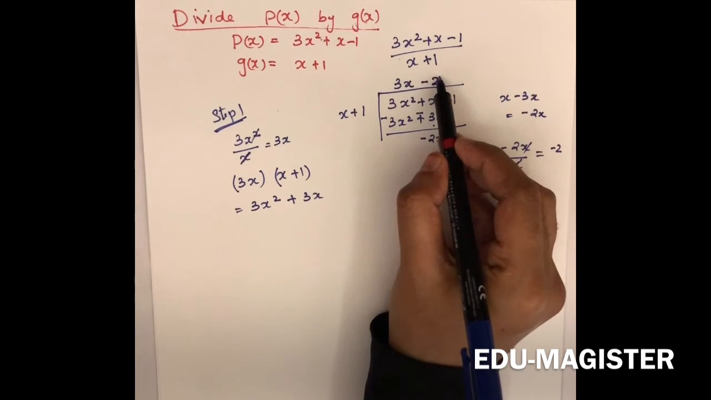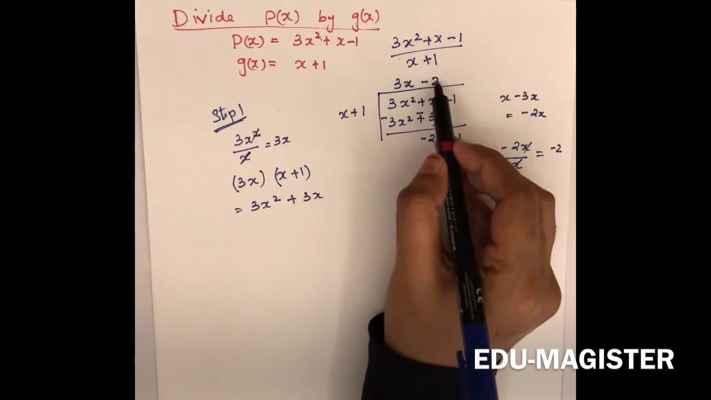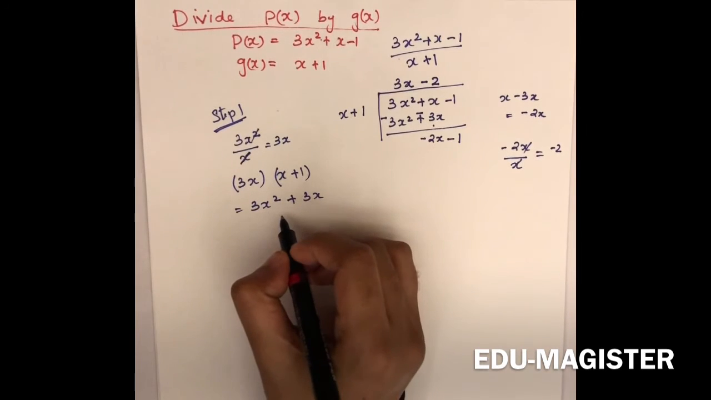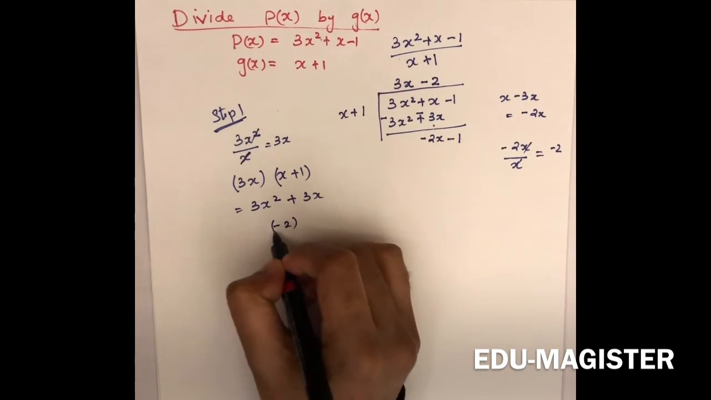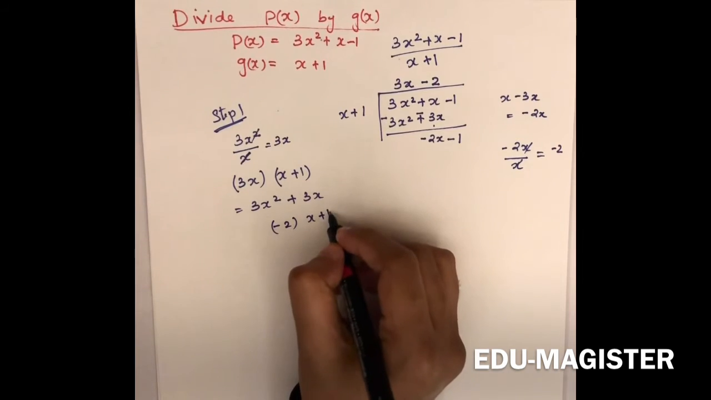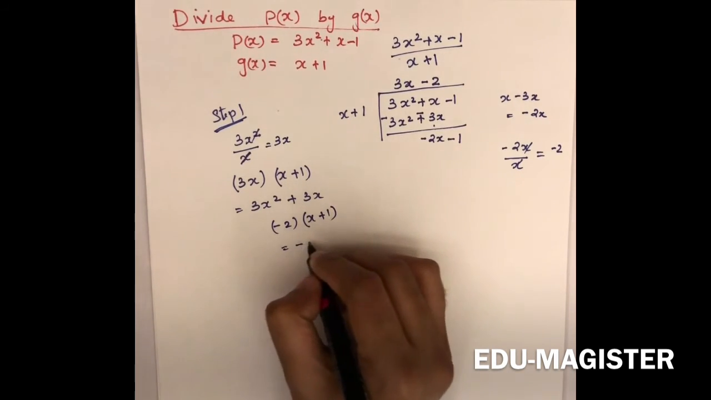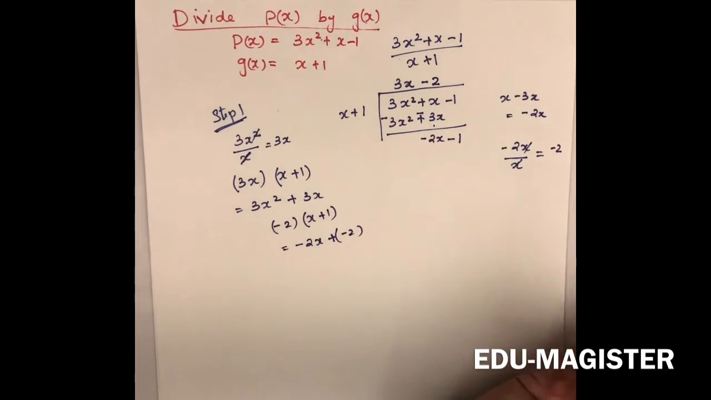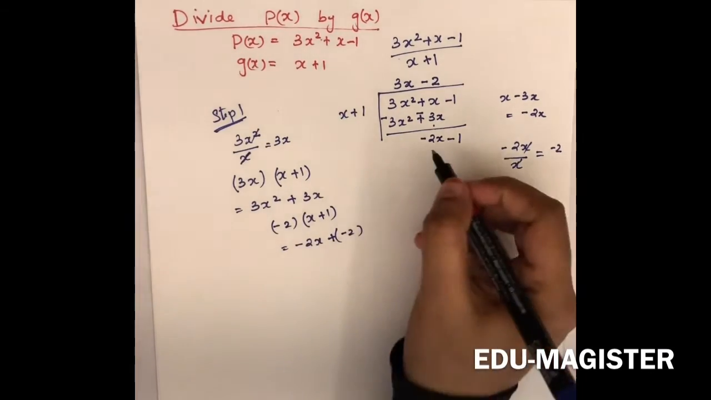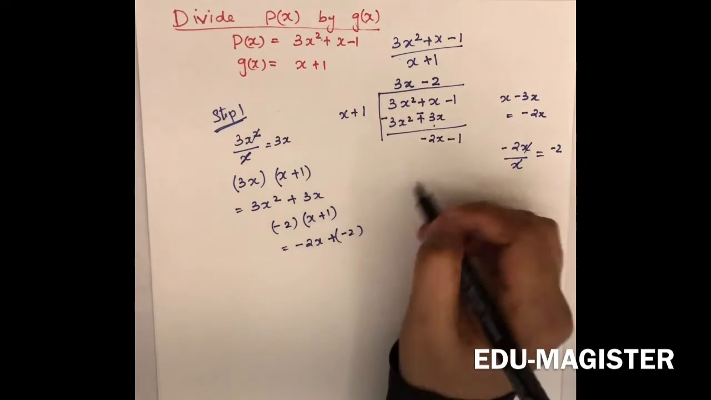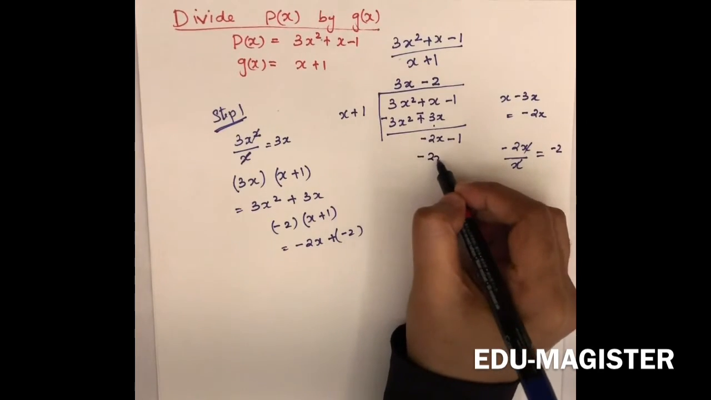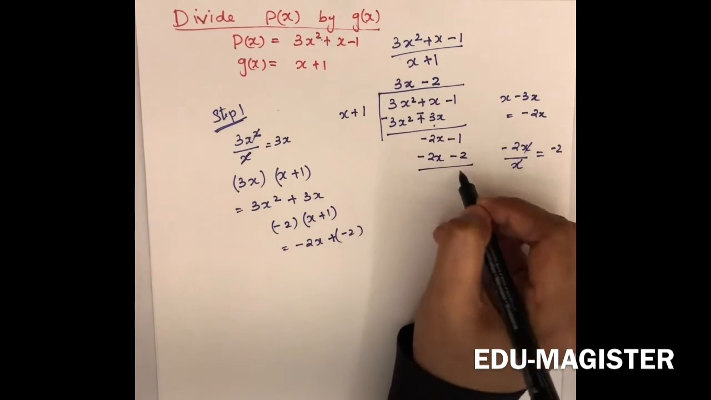Now the new quotient, you need to multiply it with the divisor, that is minus 2 into x plus 1. The answer will be minus 2x plus minus 2. Right? Minus 2x minus 2. So after multiplying, you need to write down the product here. Minus 2x minus 2. Subtract.